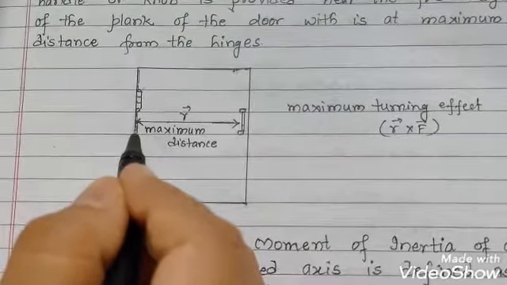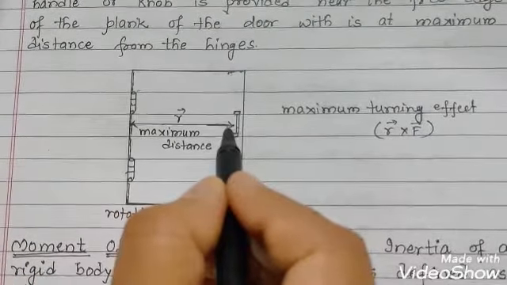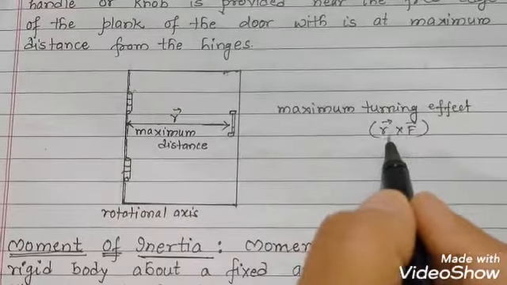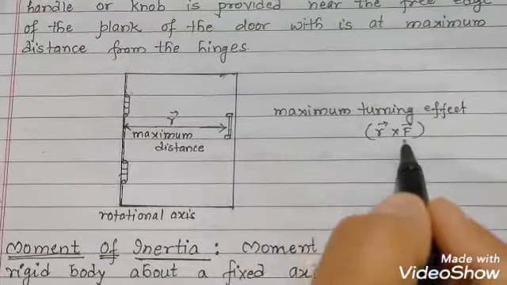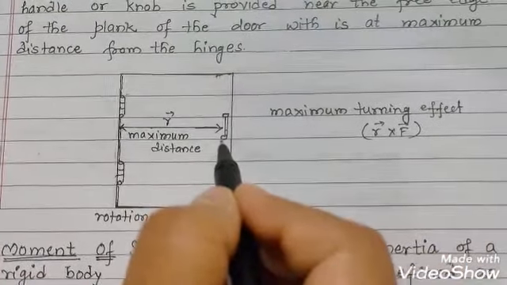So the maximum distance is needed. In such a situation, the maximum turning effect will be produced with less force, and that's why the knob is provided at the edge of the door.